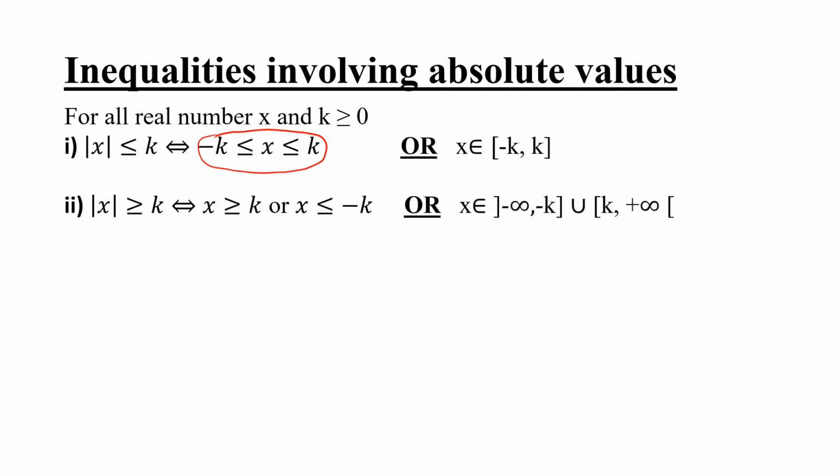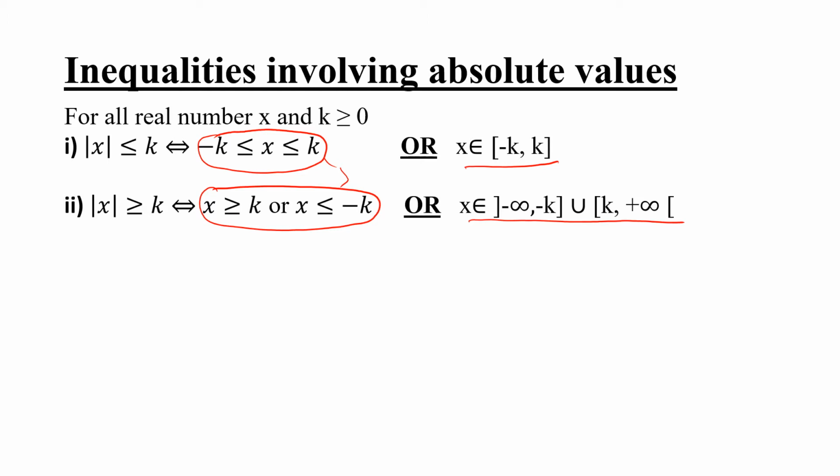Case 2: the absolute value of x greater than or equal to k is equivalent to those inequalities. And you are also given the interval. For case 1 you have this interval here, and for case 2 you have this. Now we have to show where those two expressions come from.